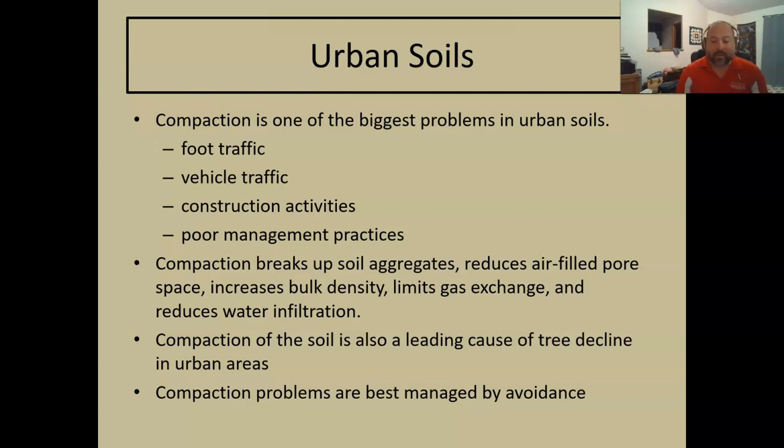Compaction of soils is a leading cause of tree decline in urban areas. So if your trees are having problems, there are all sorts of things to check in the soil to see if that is the cause. Lack of water and lack of air are probably right up there for a lot of the issues you see. Compaction problems are best managed by not getting the soil compacted in the first place. It's hard to fix once it's happened. It's something you're going to have to adjust to more than fix.